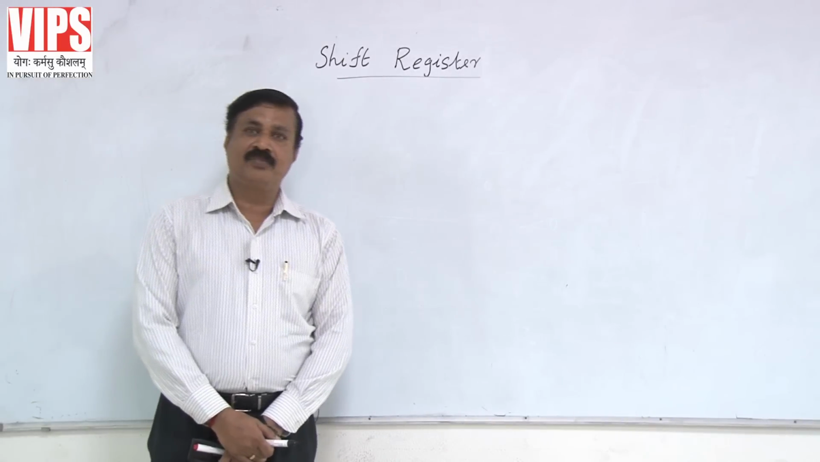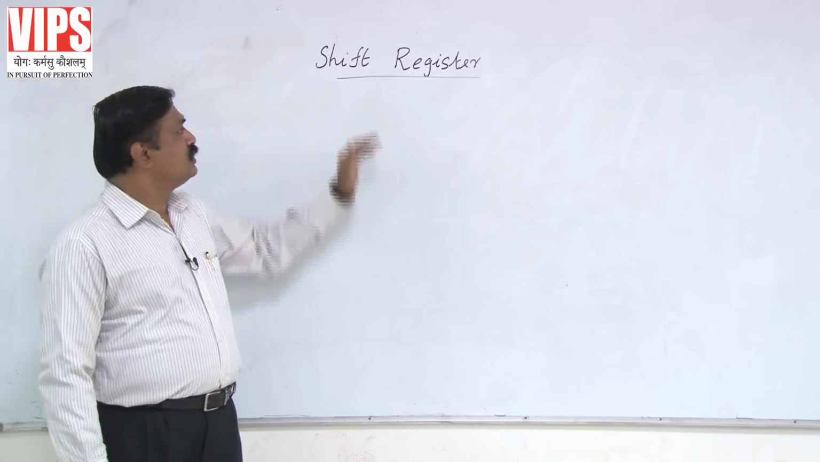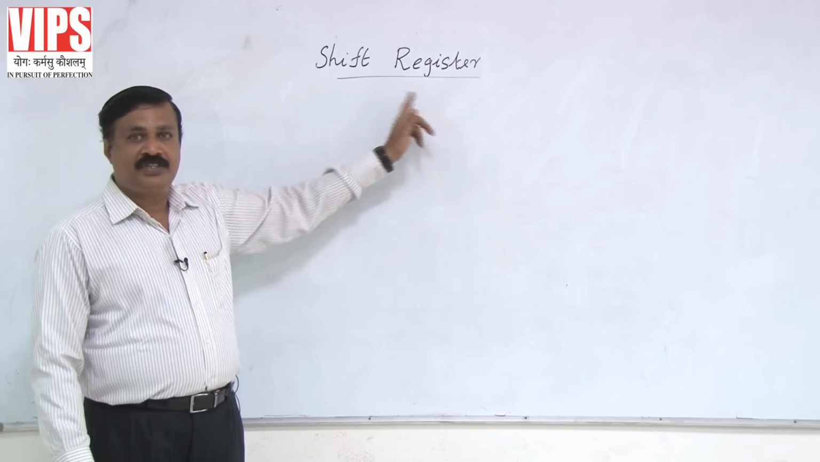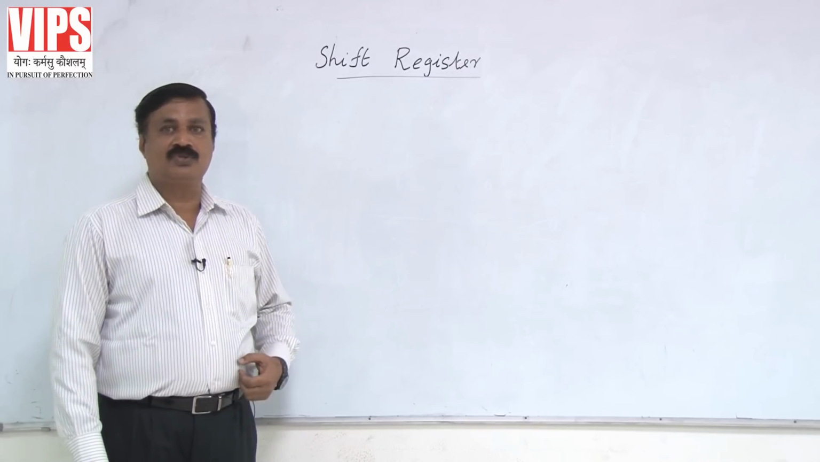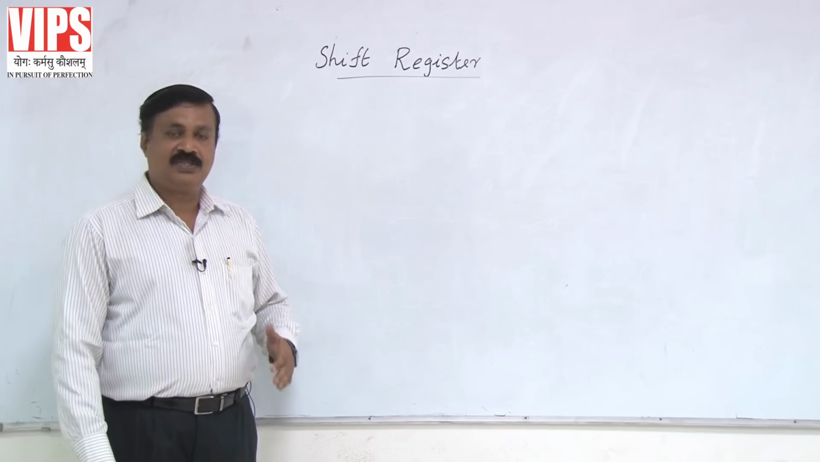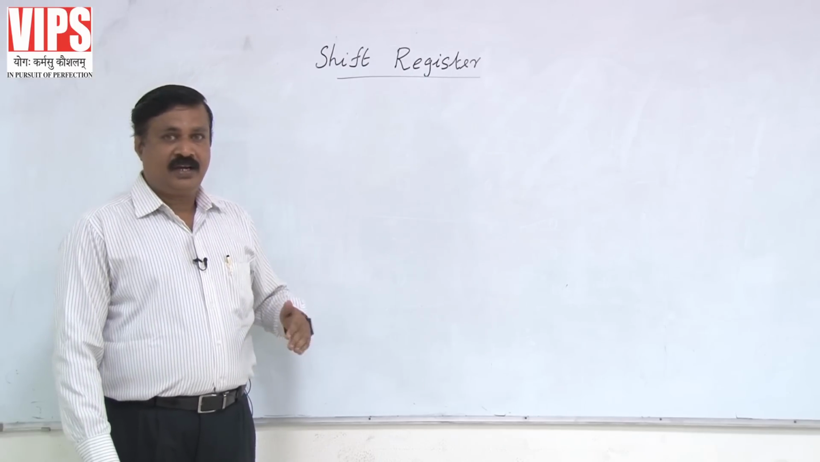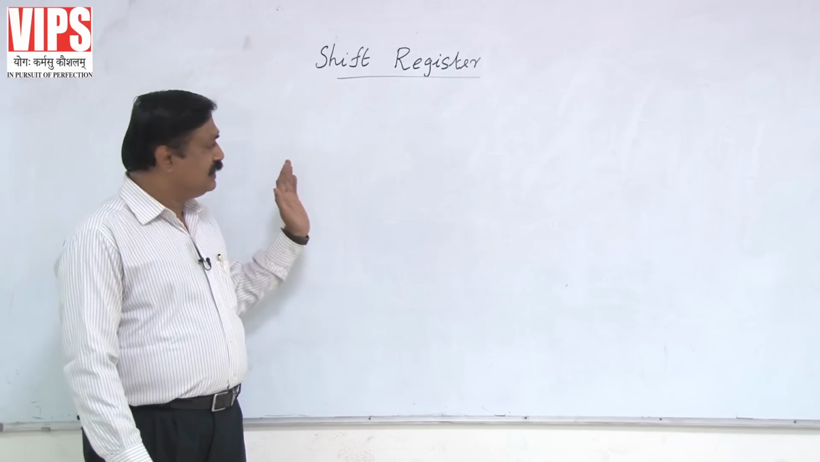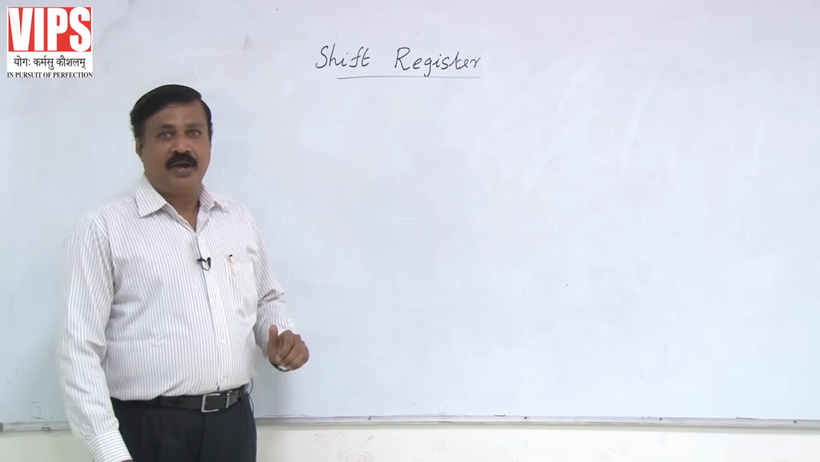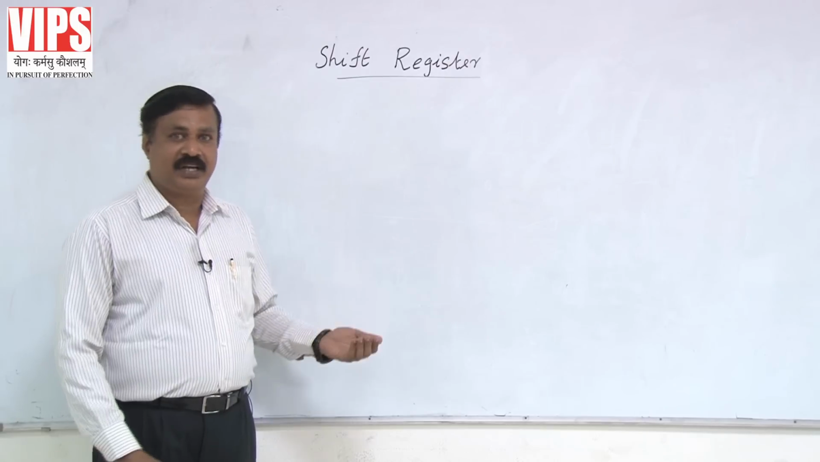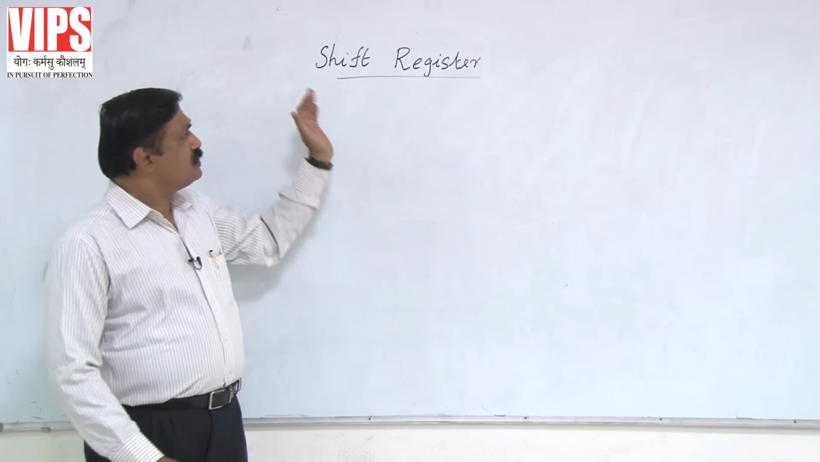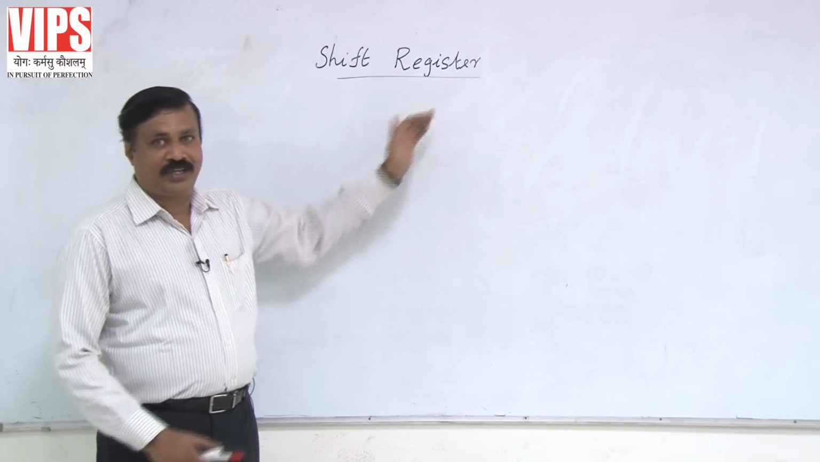Okay, good morning. Today let us see shift registers. A shift register is a digital circuit which is used to store the data as well as shift the data. Here data means digital information. Depending upon sending the data and receiving the data, we divide shift registers into 4 types.